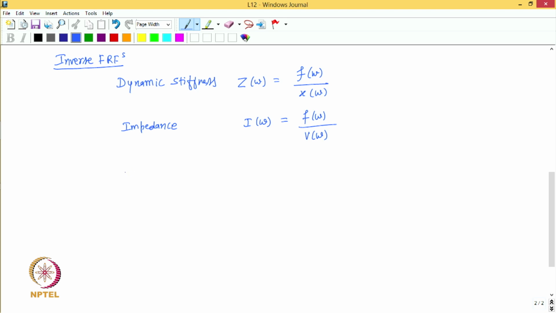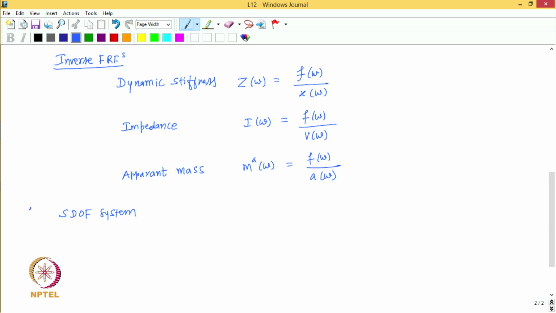And then we also have what is called apparent mass, which we can denote by MA, and it is the ratio of the force applied in the frequency domain divided by the acceleration of the response in the frequency domain. So these are the three inverse descriptors of the FRFs, and we see that for a single degree of freedom system, the FRFs and their inverse counterparts are related by a reciprocal relationship.